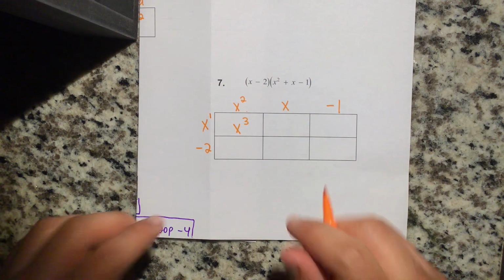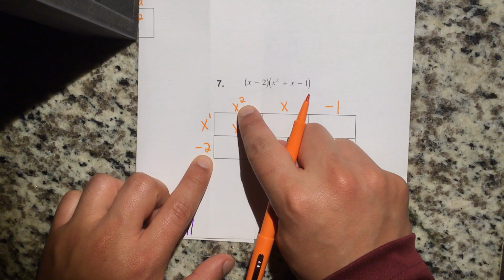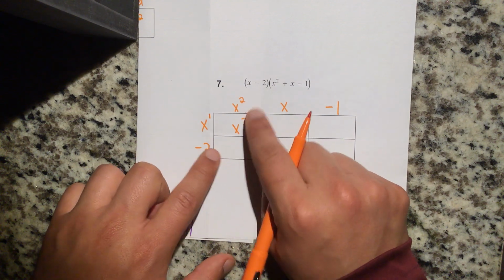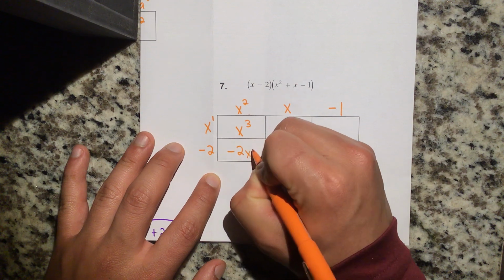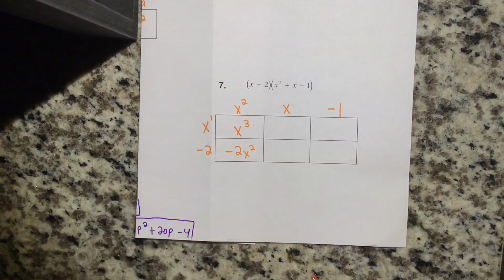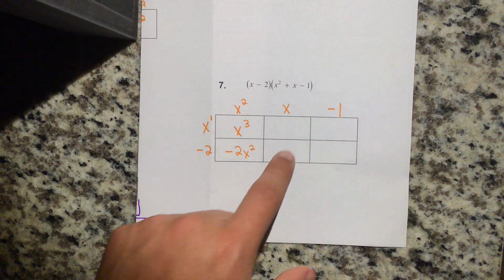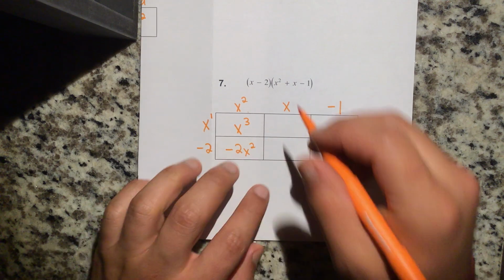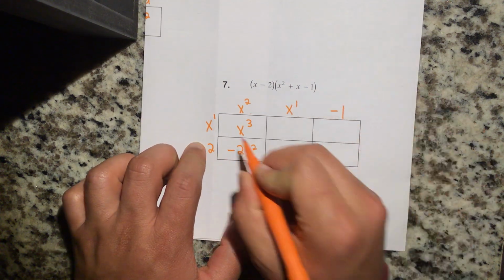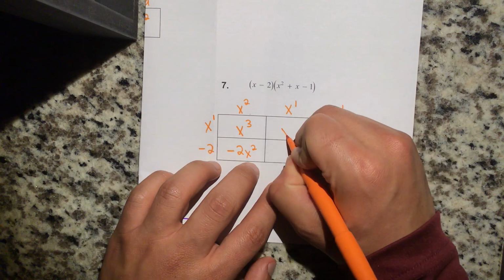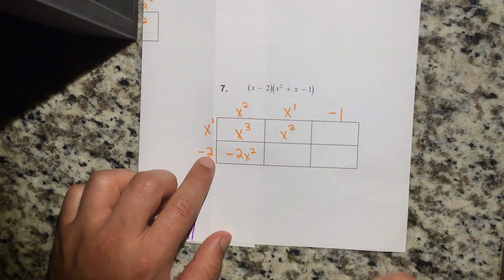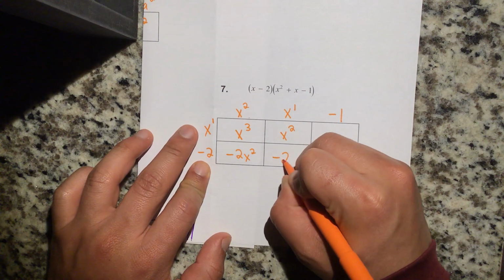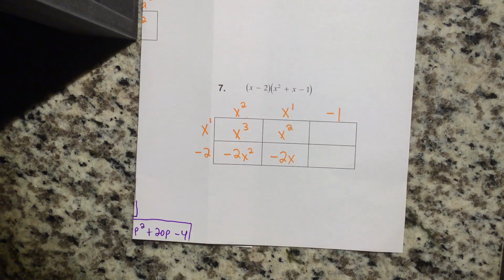Okay? Going down, negative 2 times x squared. You're gonna see, these are the easiest ones. So negative 2 times x squared is negative 2x squared, right? We just put it together. On the top middle, I have x times x, add up the exponents, 1 plus 1, x squared, okay? Going down again, negative 2 times x, easy, negative 2x, okay?